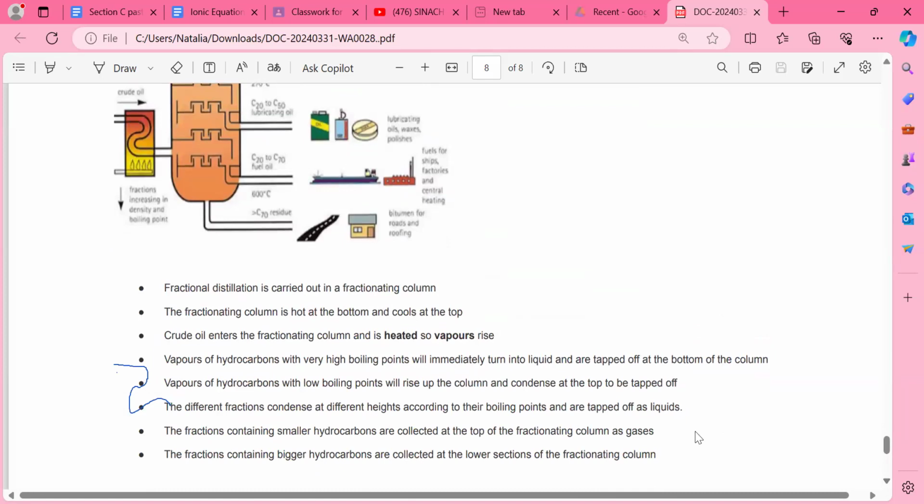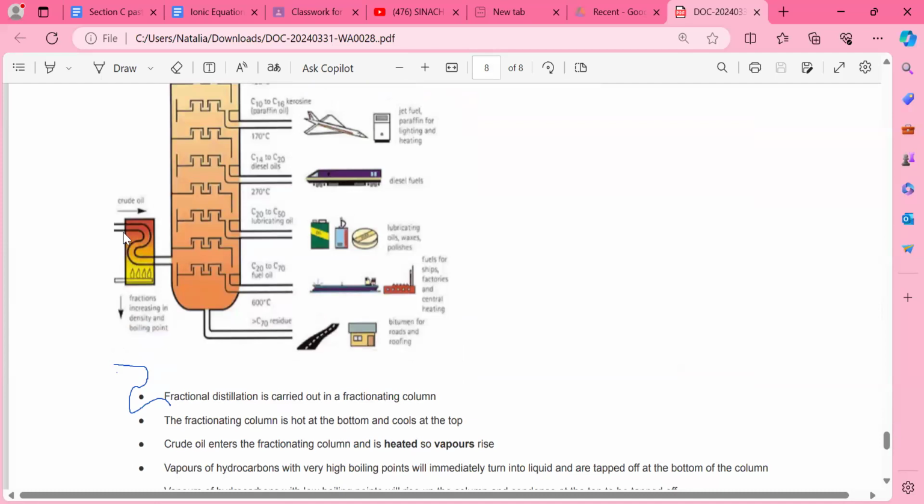Now, every fraction is collected as liquid except the smaller hydrocarbons, which are collected at the top, and those are called your refinery gases. Those are collected at the top as gas, right? And the fractions with the bigger hydrocarbons are collected in the lower sections of the fractionating column.